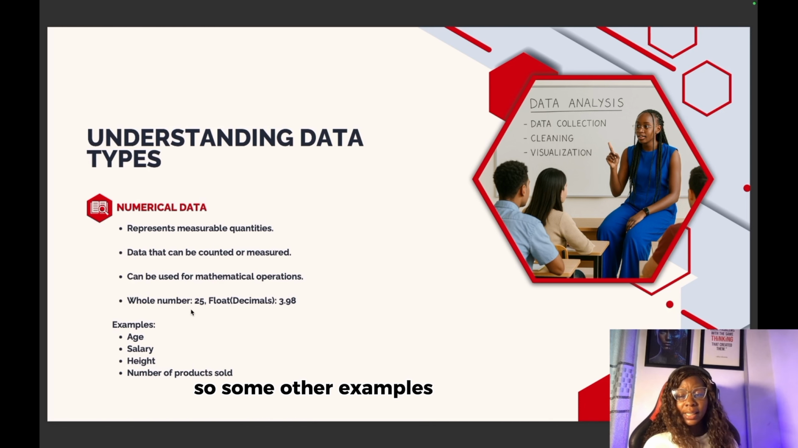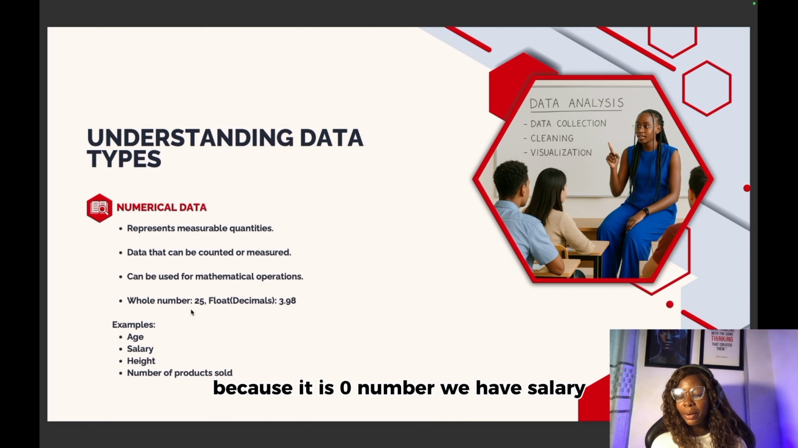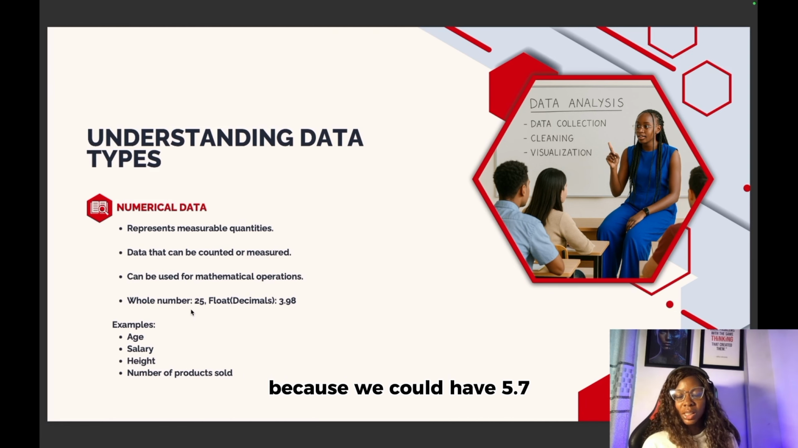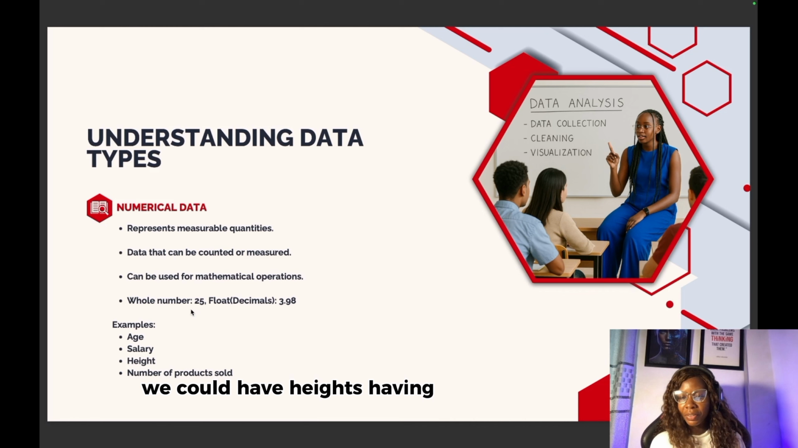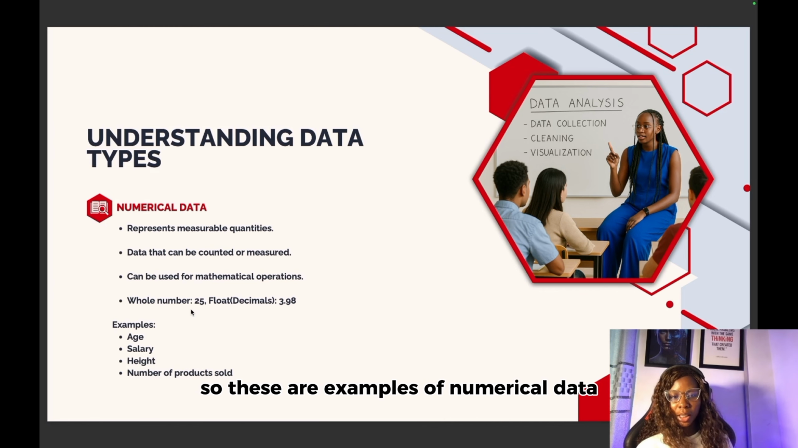Some other examples are like age, 21, 20. Those are numerical data, which fall under the whole number category. We have salary, we have height. Height could be in form of float because we could have 5.7, height having decimal points. All right. So these are examples of numerical data.